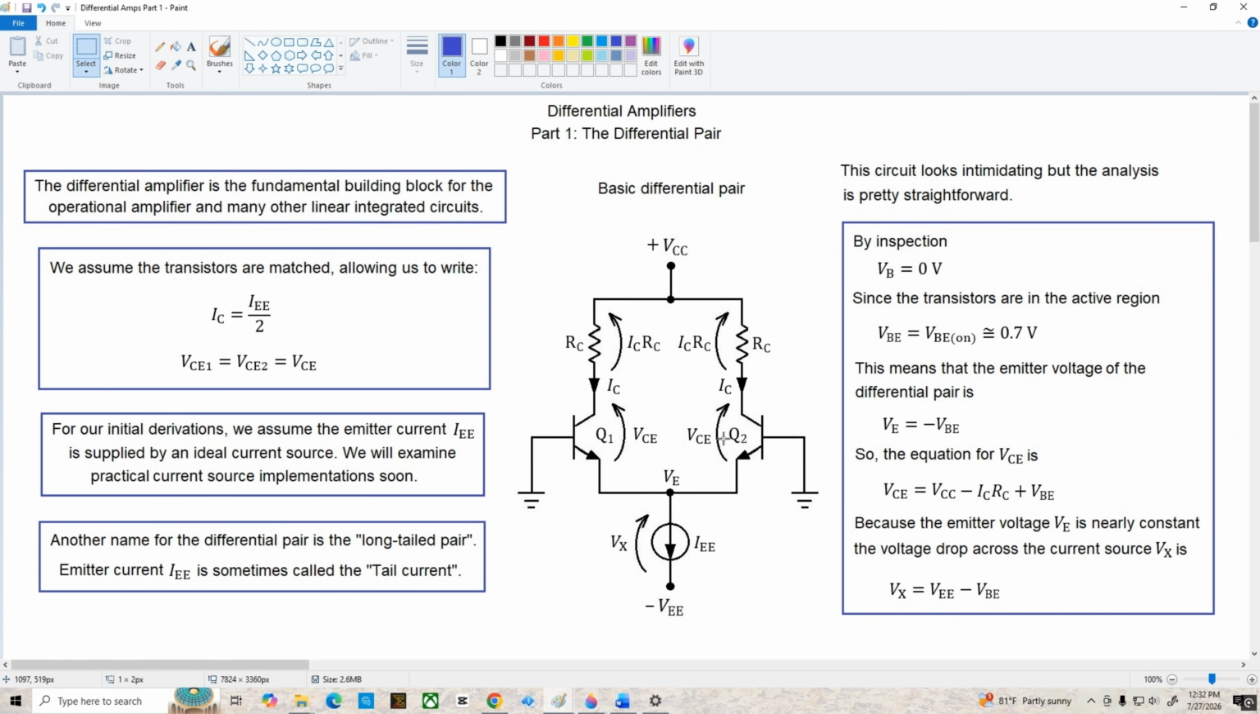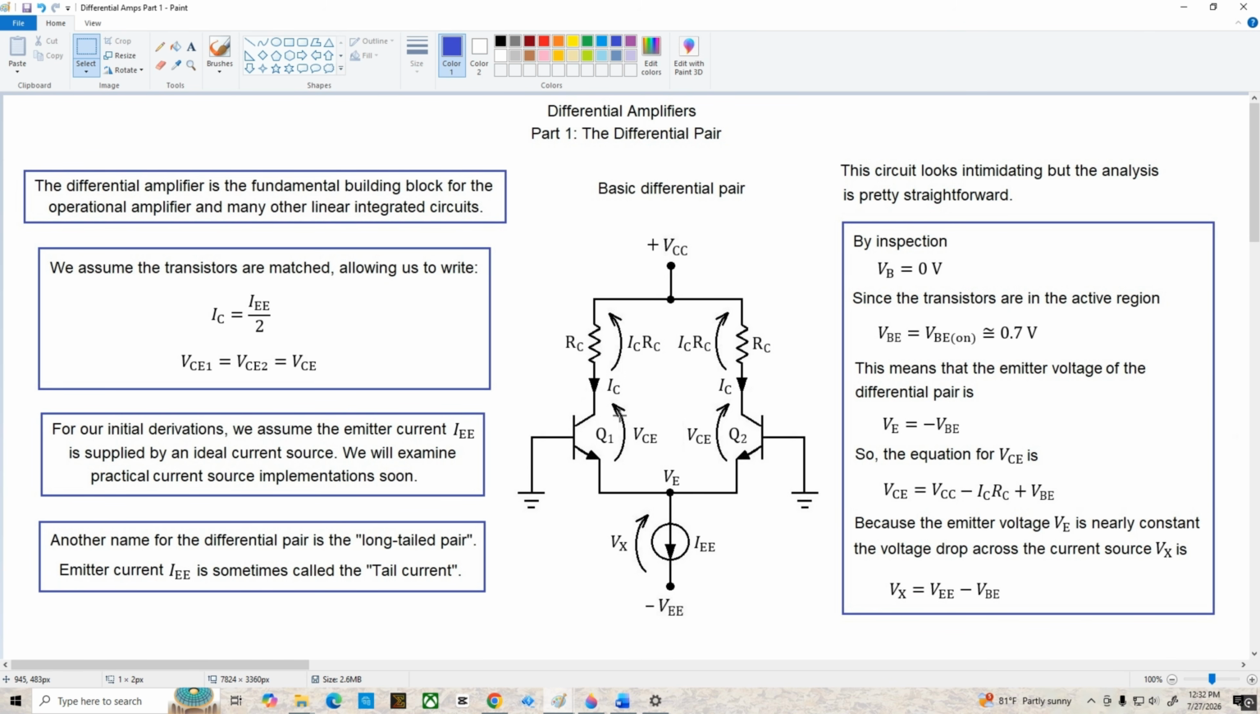Now, it's also traditional for differential amplifiers to be powered using bipolar power supplies. It's not absolutely necessary, but it's very common. Now, the differential pair or differential amplifier is the fundamental building block for a lot of linear integrated circuits, probably most importantly operational amplifiers, and we'll be getting to them pretty soon.